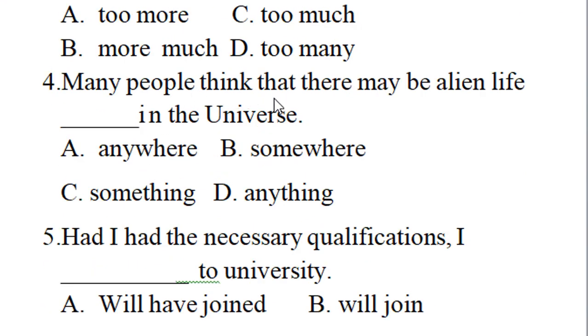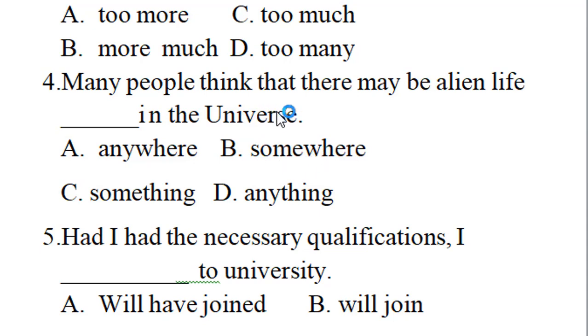Question number 4. Many people think that there may be life in the universe. What's life? The question is here: unknown places. The options are anywhere, somewhere, something, anything. So the question is about indefinite pronouns or adverbs of place, here anywhere and somewhere.